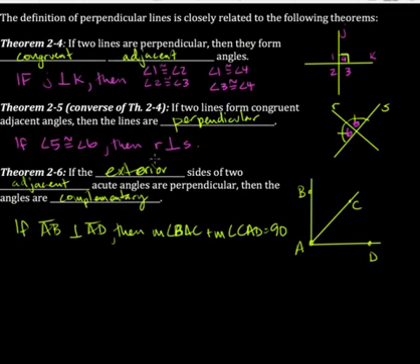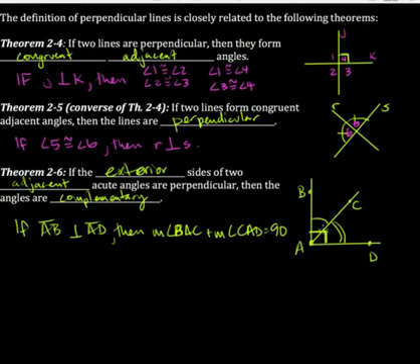So let me just walk through that one more time, because I think I might have gotten a little bit lost in what I was trying to diagram here. What Theorem 2-6 says is, if side AB and side AD of these adjacent acute angles are perpendicular, then it means that these two angles, BAC right here and CAD right there, are going to add up to 90.